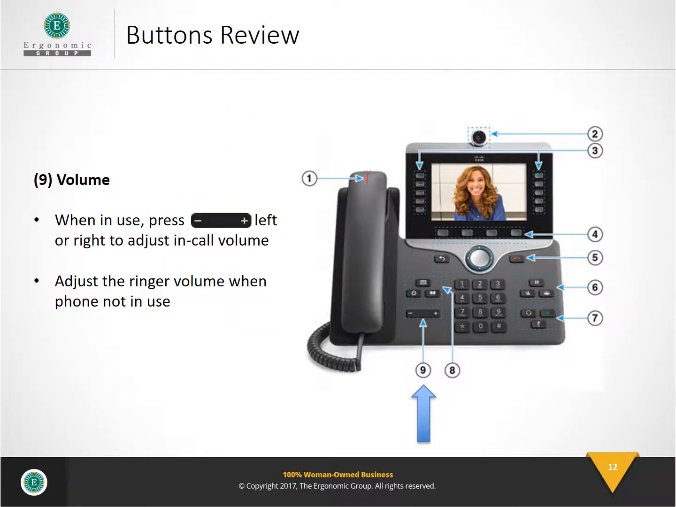Finally, we have the volume buttons, located just below the Contact and Application buttons. When a call is currently in session, press the left or right button to adjust the in-call volume. When a call is not currently in session, press the left or right button to adjust the ringer volume.